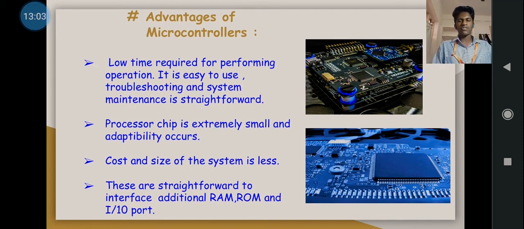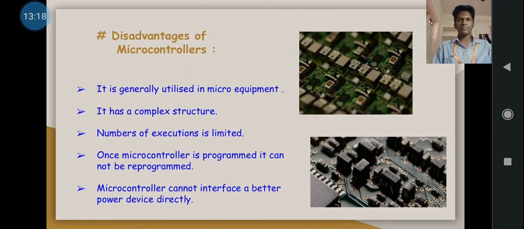The cost and size of the system is very low. These are also straightforward to interface with additional RAM, ROM, and I/O ports.